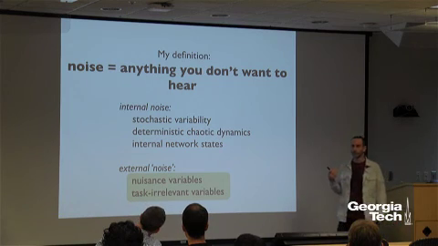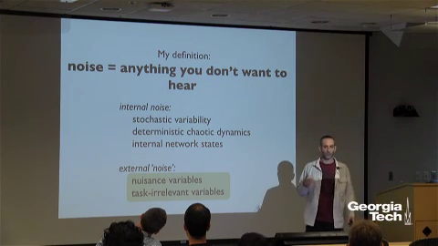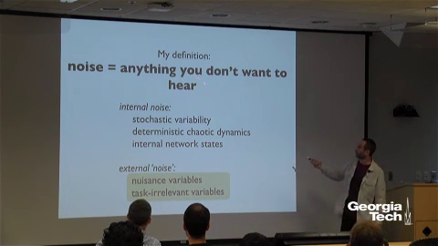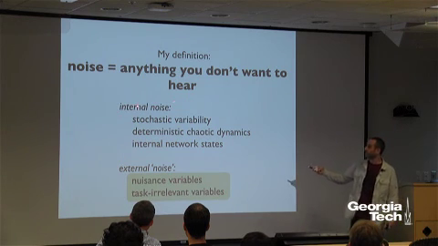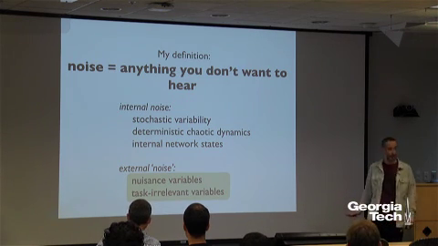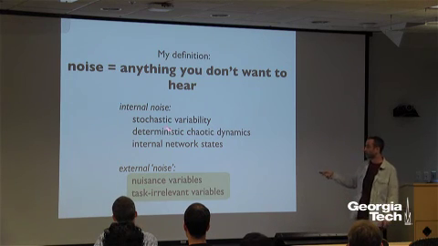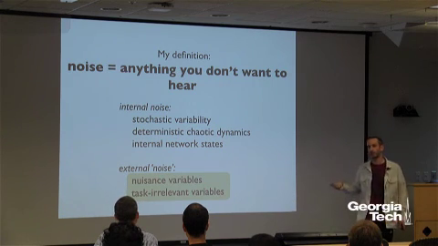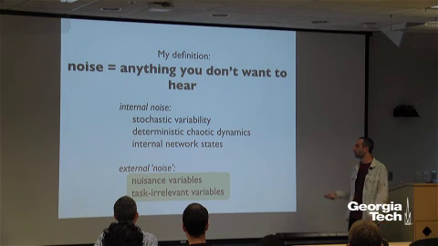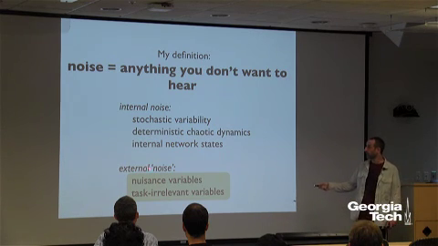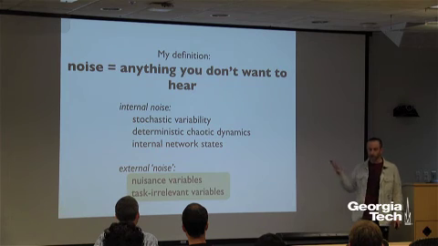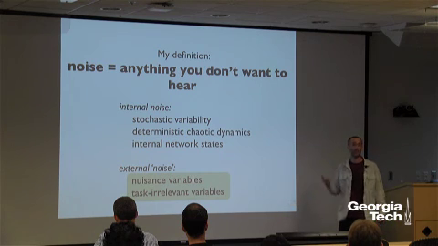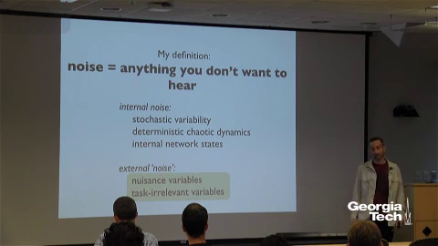So when we talk about noise correlations, we have to define noise. What is noise? For me, noise is anything that you don't want to hear. So maybe this slide would count as noise for you if you don't like this definition. So that could be a few things. It could be internal noise. There's stochastic variability in the neurons. You might have some deterministic chaotic dynamics. You might have some internal network states, like am I hungry, am I tired? These things are noise with respect to other computations. And you also have, I think crucially, external noise, which is nuisance variables. That's another name for this. Things that are irrelevant to the task in the world, but that vary and affect your sensory information.